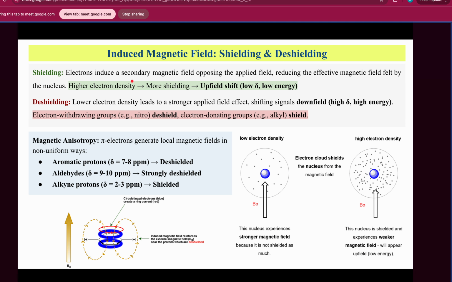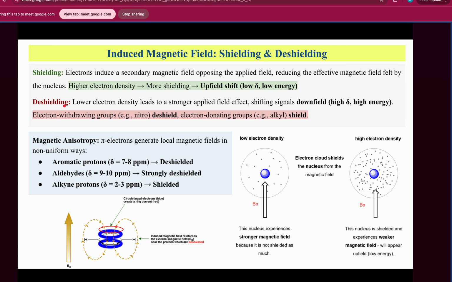Shielding means the electrons will induce a secondary magnetic field which will oppose the applied field. Till now we have seen that there is some kind of shielding provided by the electrons surrounding the nucleus. They're not allowing the complete magnetic field to pass through to the neutrons or protons. So they are providing shielding which reduces the effective magnetic field felt by the nucleus. If there is high electron density, which means a greater number of electrons are present, they will provide more shielding. In such a case, there will be an upfield shift. That means the chemical shift value will be less and the energy will be low.